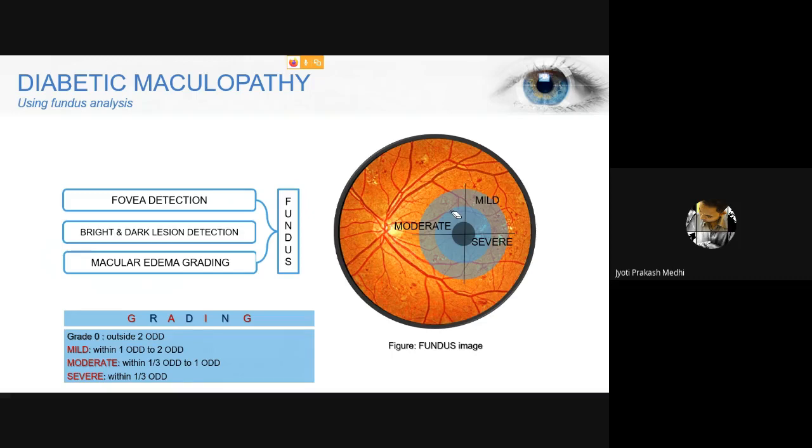Now the various stages: for the mild stage, we can see here, mild stage is lying between a region of 2 optic disc diameters to 1 optic disc diameter. So this is the region for mild stage, the outer circle. Then the middle circle is called the moderate stage, which is lying between a region of 1/3 of optic disc diameter to 1 optic disc diameter. Then the severe stage is obtained within a region of 1/3 of optic disc diameter. So if any abnormalities are lying within these three regions, then we can grade the diabetic maculopathy stages.